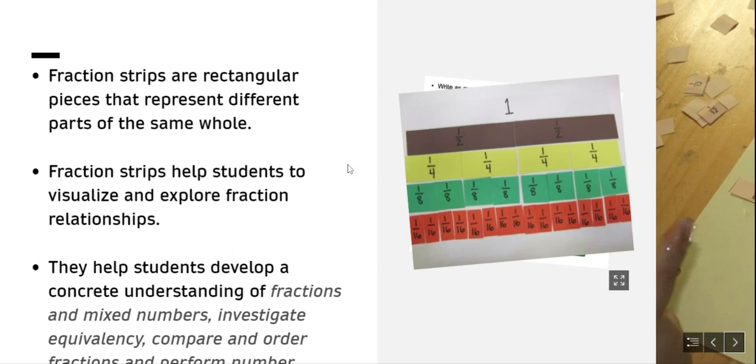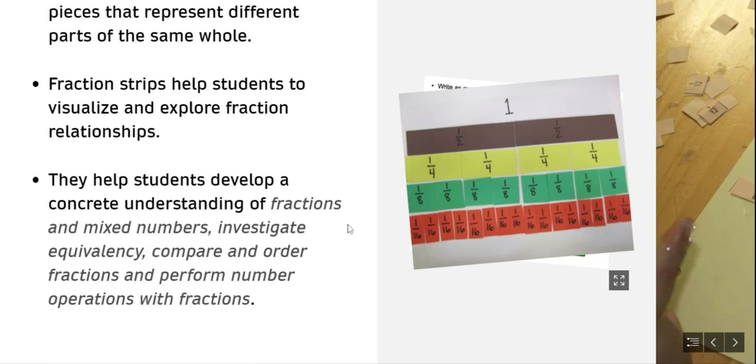Fraction strips help students to visualize and explore fraction relationships. In particular, they help students develop a concrete understanding of fractions and mixed numbers. They help students investigate equivalency, compare and order fractions, and perform number operations with fractions.